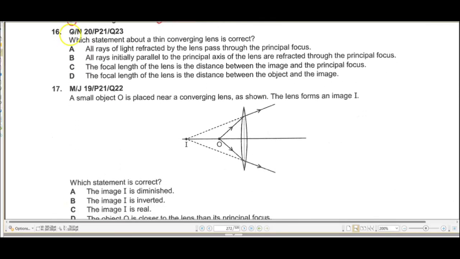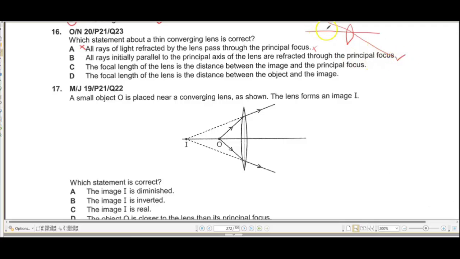Question number 16. Which statement about a thin converging lens is correct? A. All rays of light refracted by the lens pass through the principal focus. No, this is not correct, because you see that the ones that pass through the optical center of the lens don't have to pass through the principal focus. They just go on undeviated. So this option is not correct. B. All rays initially parallel to the principal axis of the lens are refracted through the principal focus.